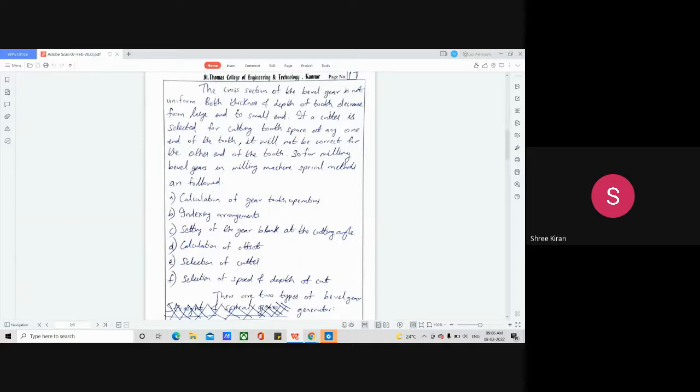The cutter is always selected from the standard gear tables. Then selection of speed and depth of cut. The speed and depth of cut is always related to the cutting axis and other parameters. Can any one of you tell me how we calculate the selection of speed and depth of cut? I asked you.